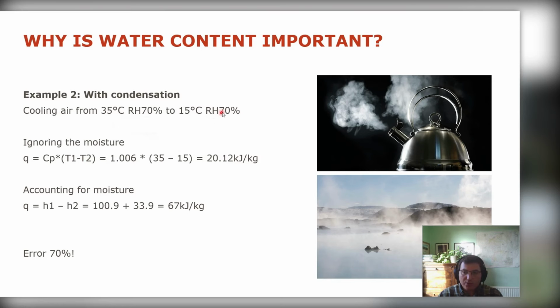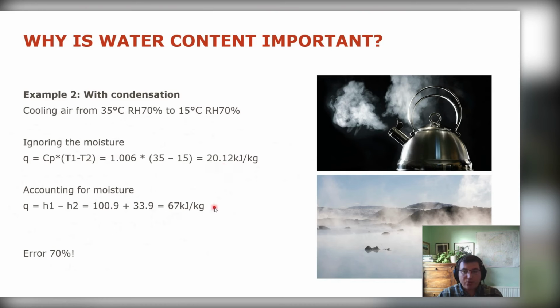So if we were to ignore the humidity content and use the same approach as before, we would say that we require a cooling load of 20.12 kilojoules for every kilogram of air. Now, if we do account for the moisture and we use the enthalpies that we can read from a psychrometric chart, we would say that we need 67 kilojoules per kilogram. So the error would be about 70%, or basically we'd be out by about a factor of 3.